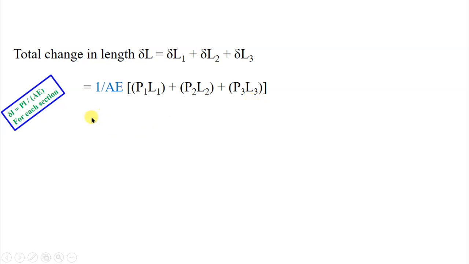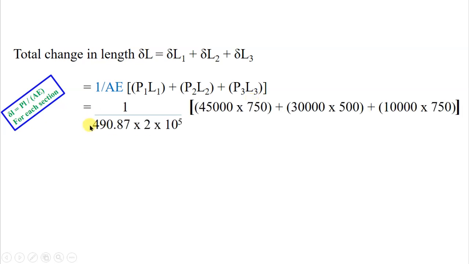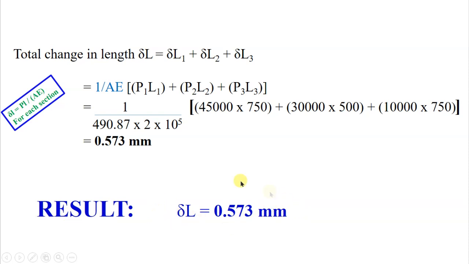We have to substitute all the values for this. We have A is equal to 490.87 and E is equal to 2 into 10 power 5. So 1 by 490.87 into 2 into 10 power 5 whole into P1 is 45 kilonewton. Here we are getting it converted. So 45,000 into 750 plus 30,000 into 500 plus 10,000 into 750, which gives you 0.573 mm. That is the result of this problem. That is the total change in length delta L is equal to 0.573 mm.